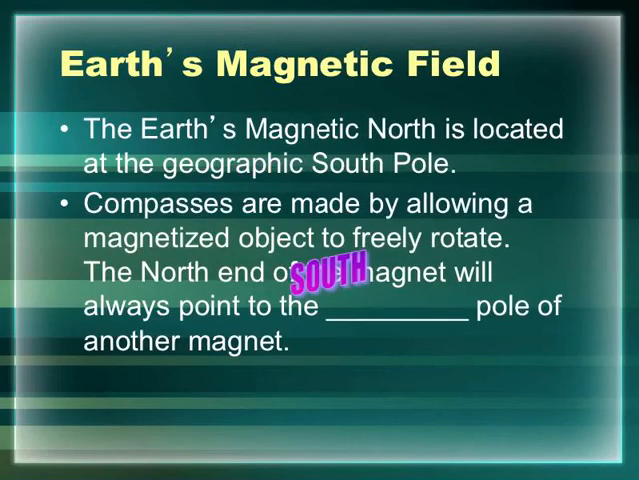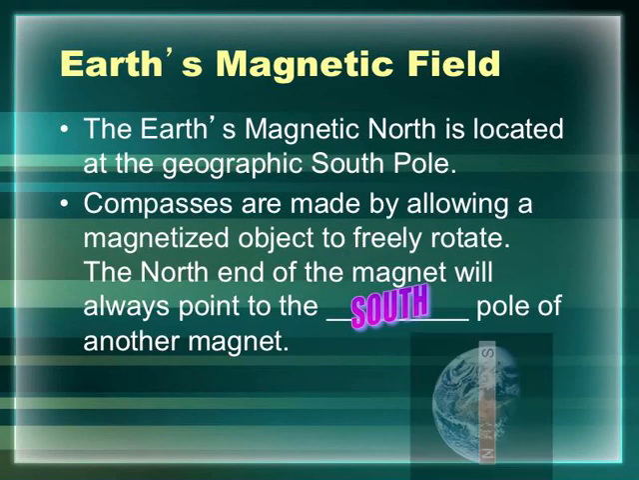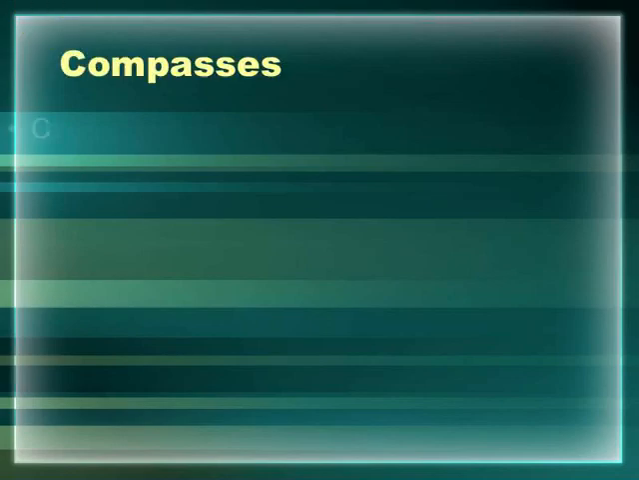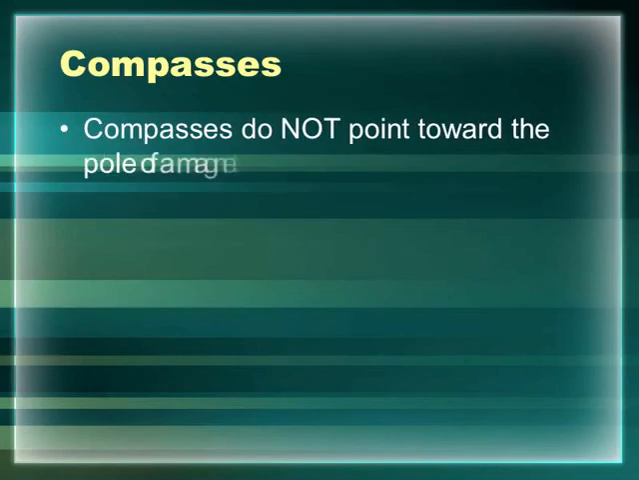Okay, we have one more thing I wanted to talk about. All right, compasses, guys, do not point toward the pole of a magnet. Okay, I had to go along with it. I didn't want to get ahead of it. What they do is they align themselves to a magnetic field.